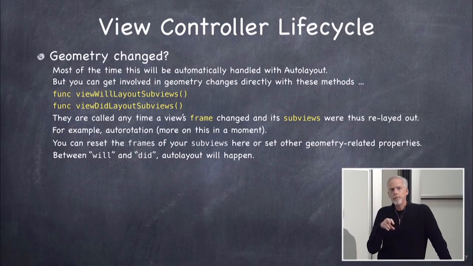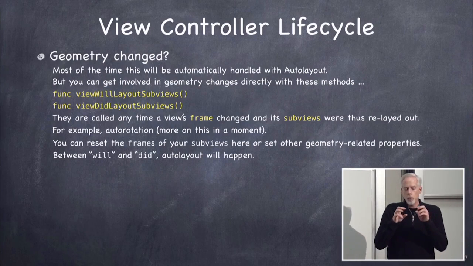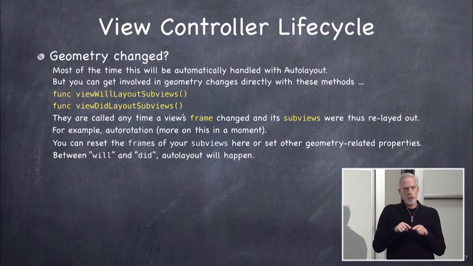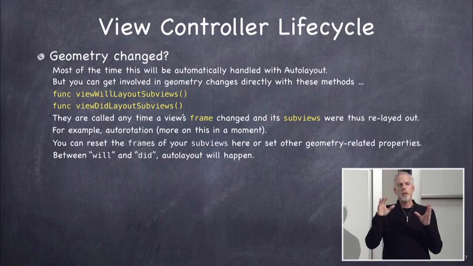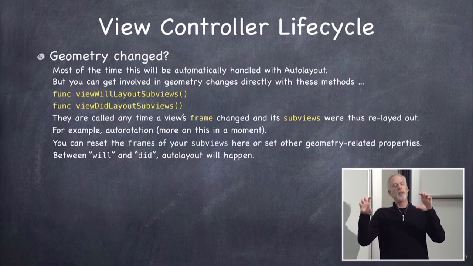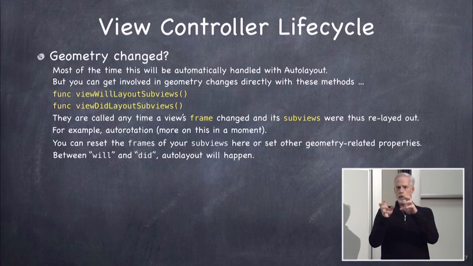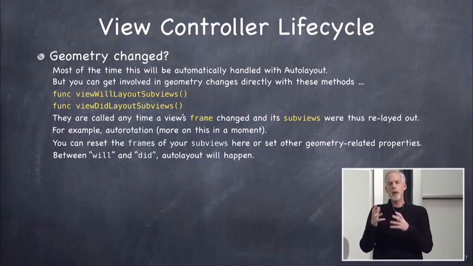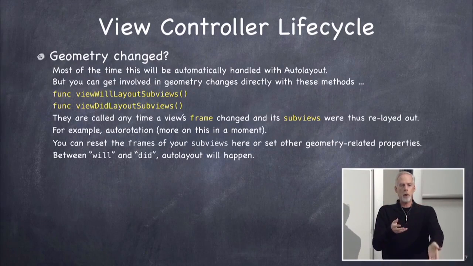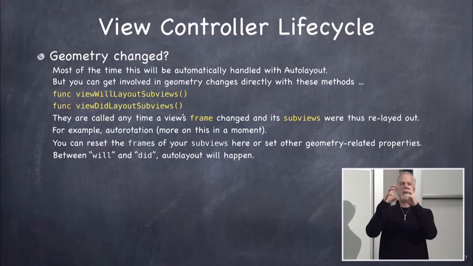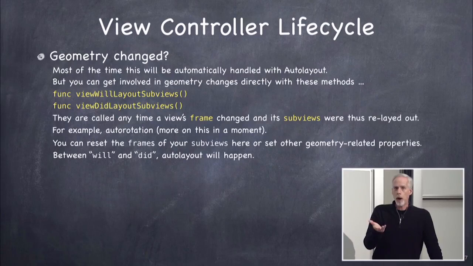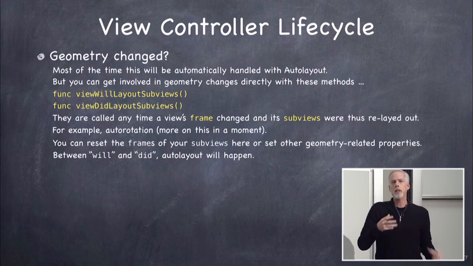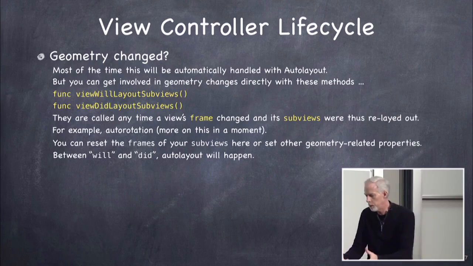So when do these get called? When the bounds of a view change, all of its subviews might have to be moved around. Maybe the view is now tall and thin instead of short and wide. So its subviews are going to have to be moved to be in the right place, just like when we rotated the emotions thing, and we needed to move that stack view up or over a little bit to stay in the middle. That's primarily what's going on here. That's why this method is called viewWillLayoutSubviews. Its bounds changed, and now all its subviews need to be laid out.